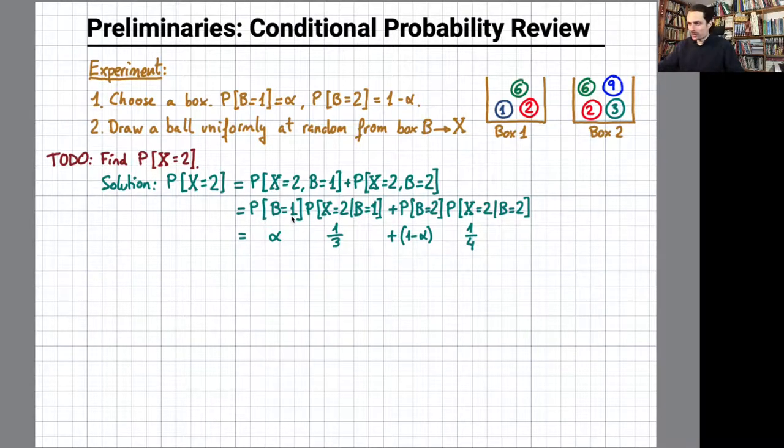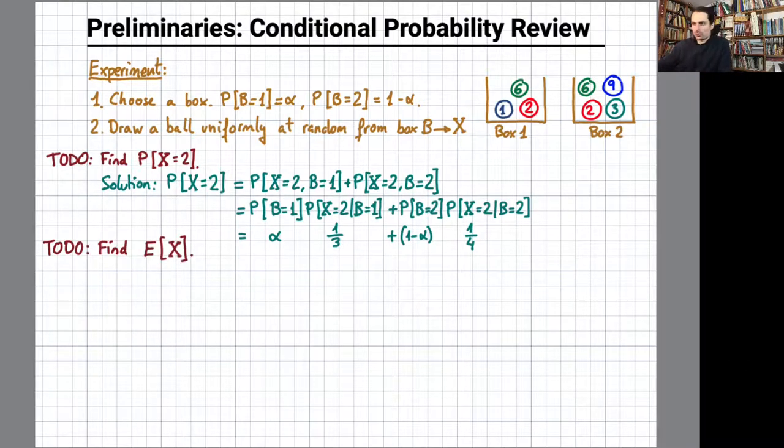So the probability of B equals 1 is alpha, okay? The probability of choosing ball 2 in step 2, when in step 1 we have selected box 1, is obviously 1/3, because there are 3 balls and all of them have the same probability. Similarly, the probability of choosing box 2 is 1 minus alpha, right? And the probability of drawing ball 2 out of this box is 1/4, because there are 4 balls and all have the same probability.